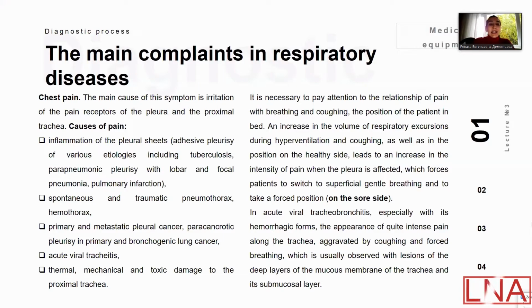In case of adhesive pleurisy of various etiologies, including tuberculosis, parapneumonic pleurisy with lobar and focal pneumonia and pulmonary infection, all causes of development are inflammation between the pleural sheaths and then irritation of the nociceptors. Next, spontaneous and traumatic pneumothorax and hemothorax.